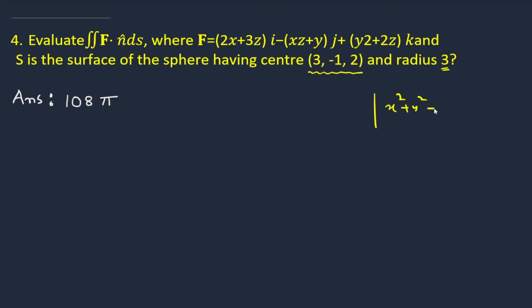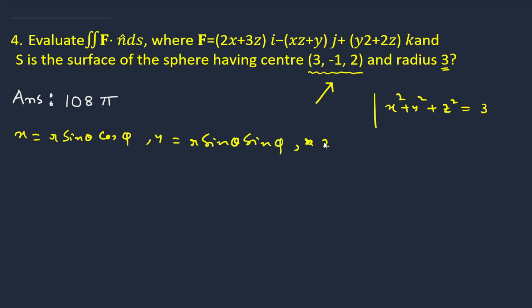x square plus y square plus z square, but the radius is how much? 3. And with this center, you need not worry, because in the last problem also the center is not needed. The same transformation you do: x equals r sine theta cos phi, y equals r sine theta sine phi, z equals what? r cos theta. Then you will get the Jacobian. Directly you write r square sine theta.